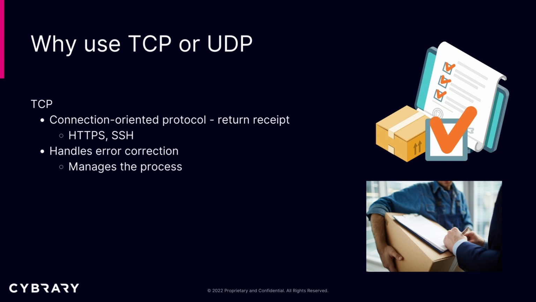Again, whereas TCP is a connection-oriented protocol, it has a return receipt. It has to acknowledge that delivery there. Protocols that use that would be HTTPS or SSH, which is a secure shell connection to consoles and terminals. It handles error correction again, and it manages that process.